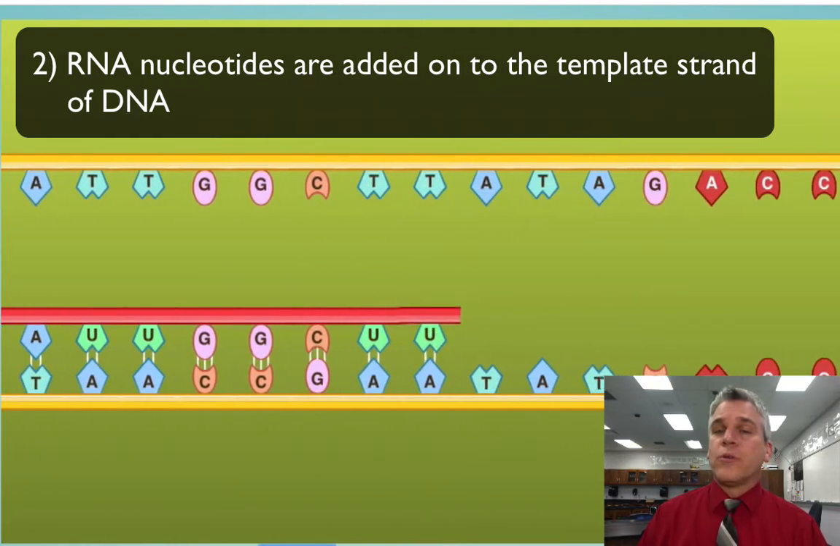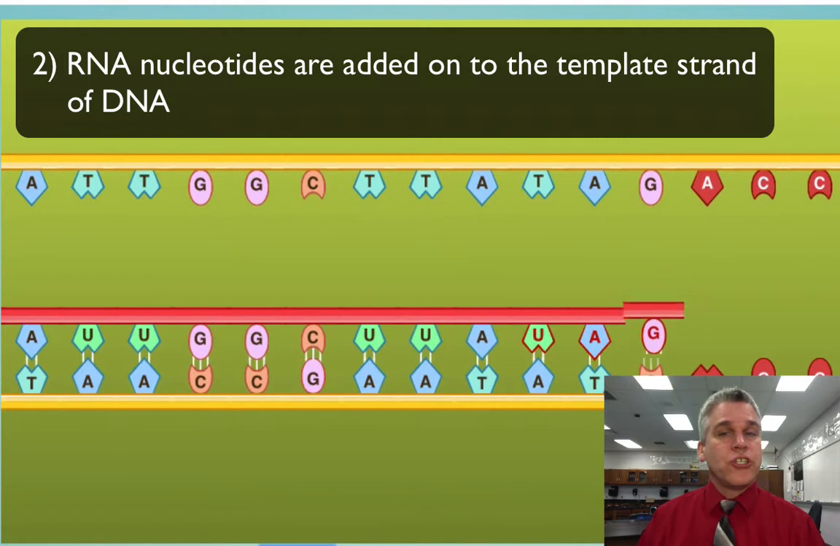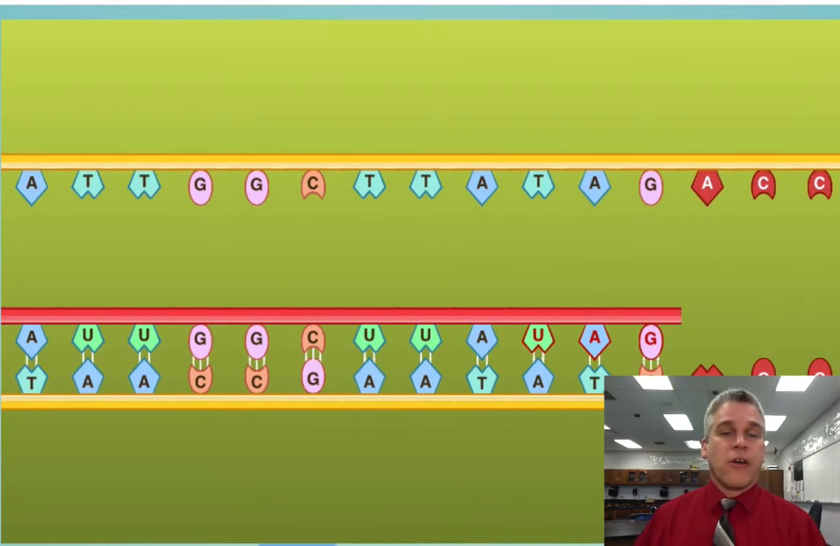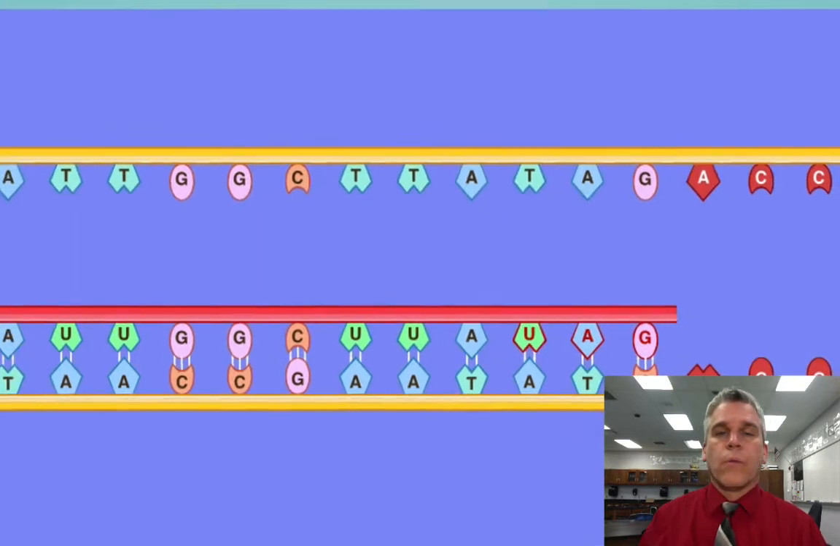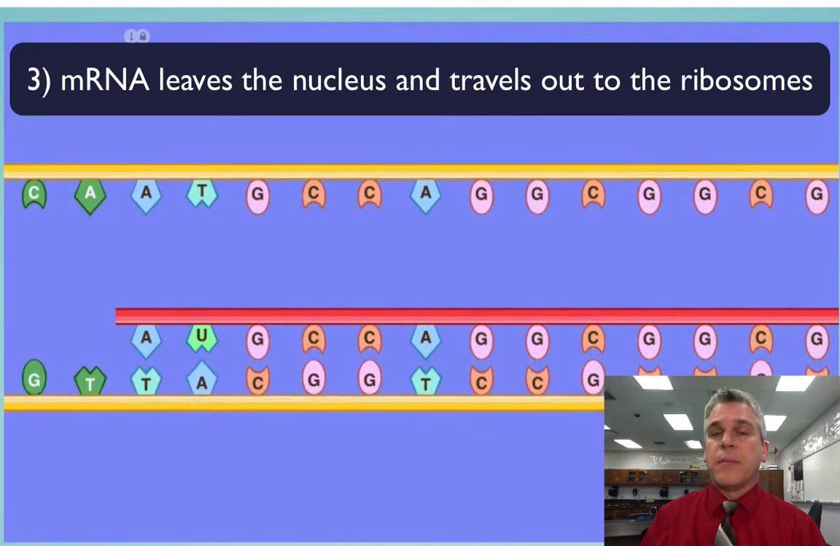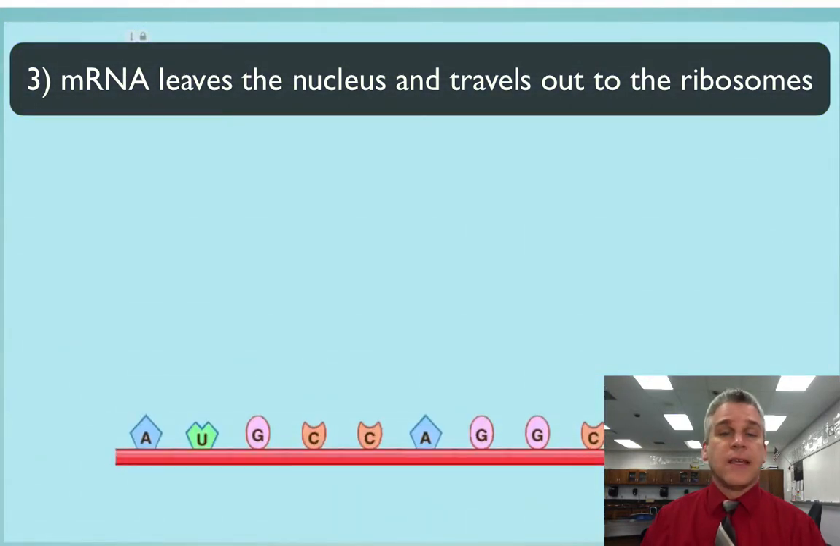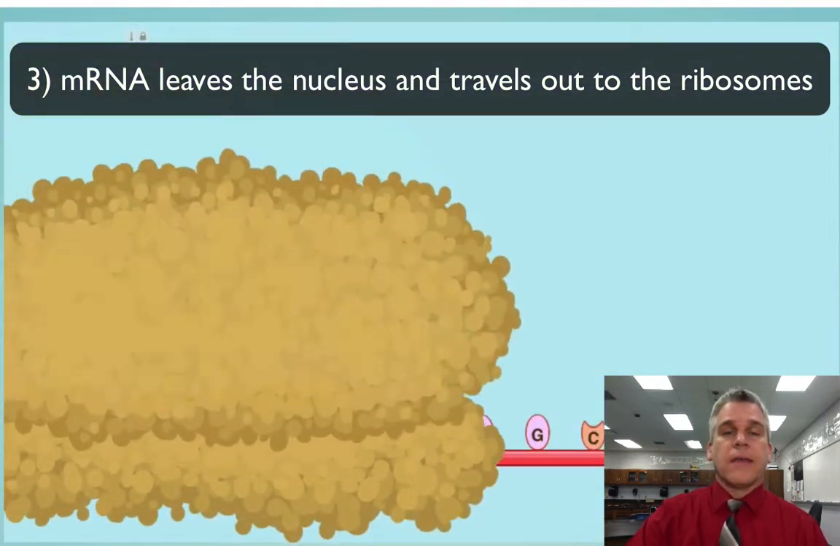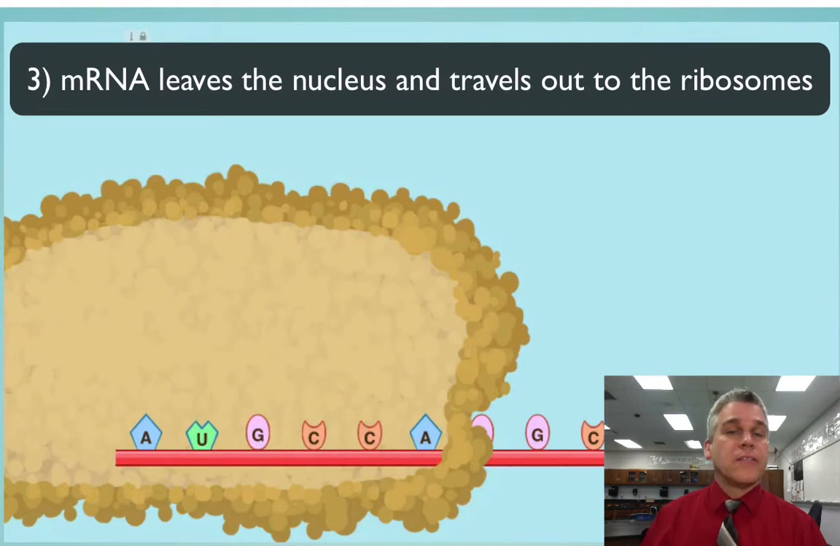At some point, it's going to reach the end of that gene, and the messenger RNA has been made. Once the messenger RNA molecule has been made, it will detach from the DNA. DNA zips back up, and the messenger RNA heads on out to the ribosomes, where translation will take place.